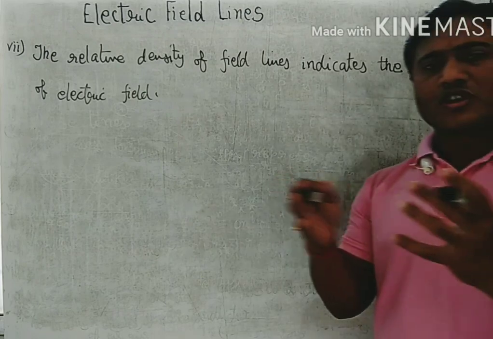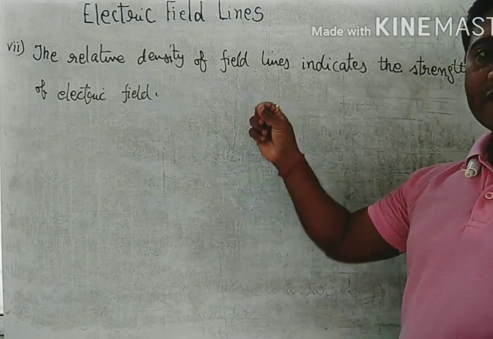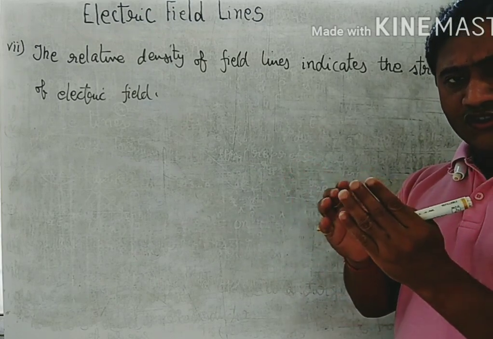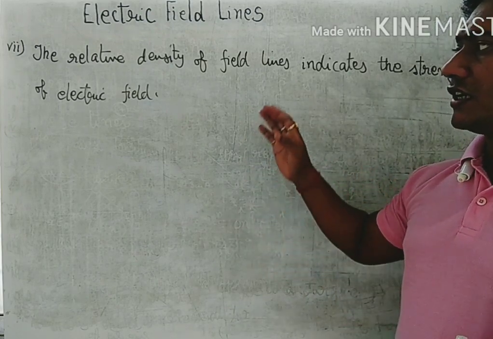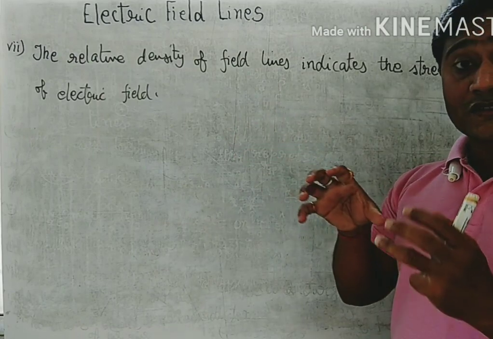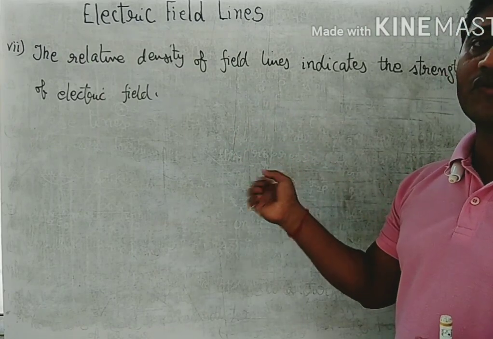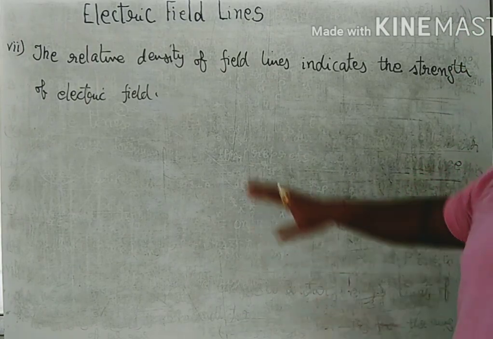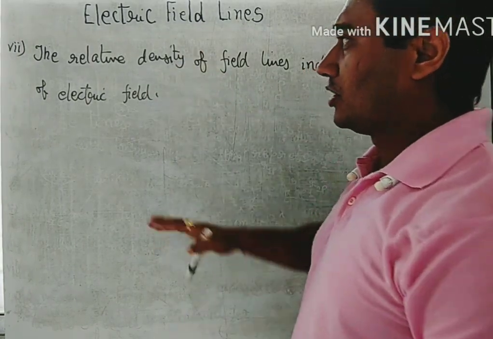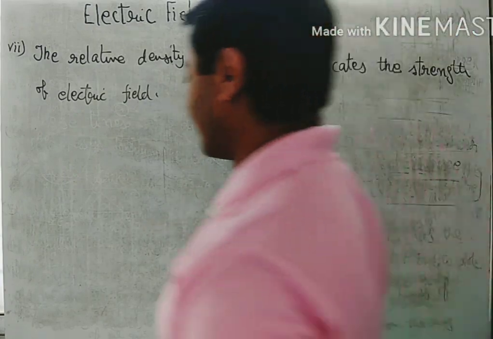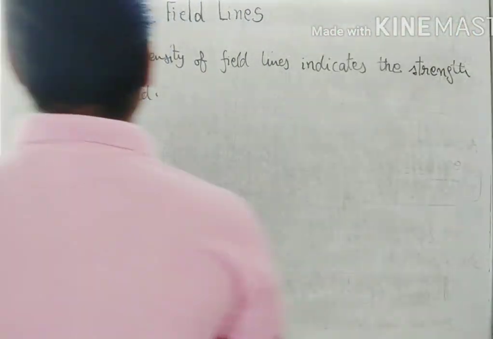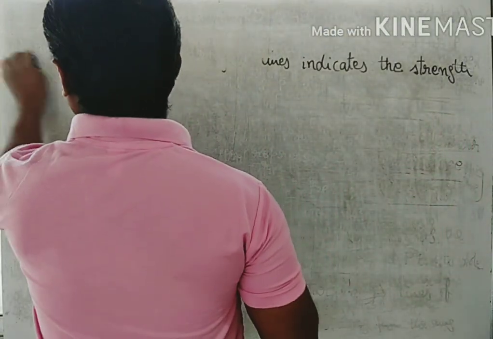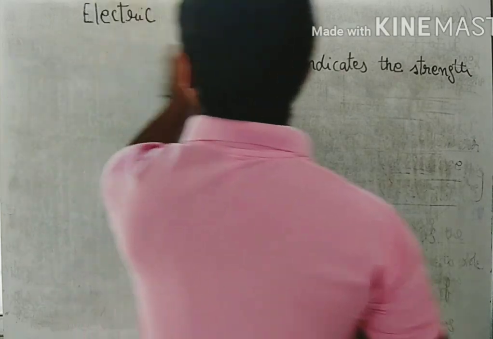So how dense the field lines are at a certain region of space, those denseness of electric field lines will represent the strength of the electric field at that particular point of the region of space. So this is the meaning of this property. So with this, this topic ends here. Let's have the next topic, and the next topic would be electric dipole. So let's have the second topic now today.